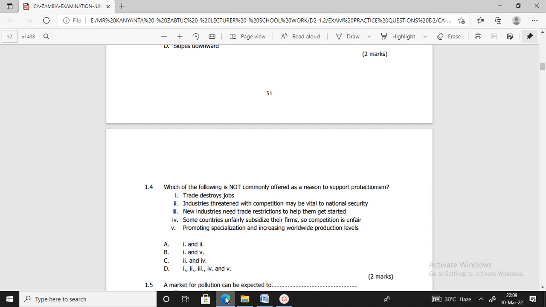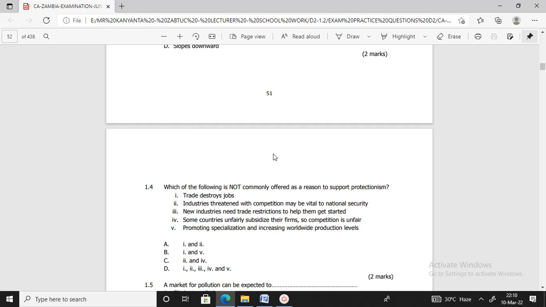Okay, so 1.4. Which of the following is not commonly offered as a reason to support protectionism? So what is protectionism? Protectionism means that countries are employing barriers to trade in order to protect their local industry, or protect infant industry, or protect strategic industry. So which of the following is not used as a reason to support protectionism? So we have number 1, trade destroys jobs. Obviously that is not the reason to support protectionism, so number 1 is not the reason.